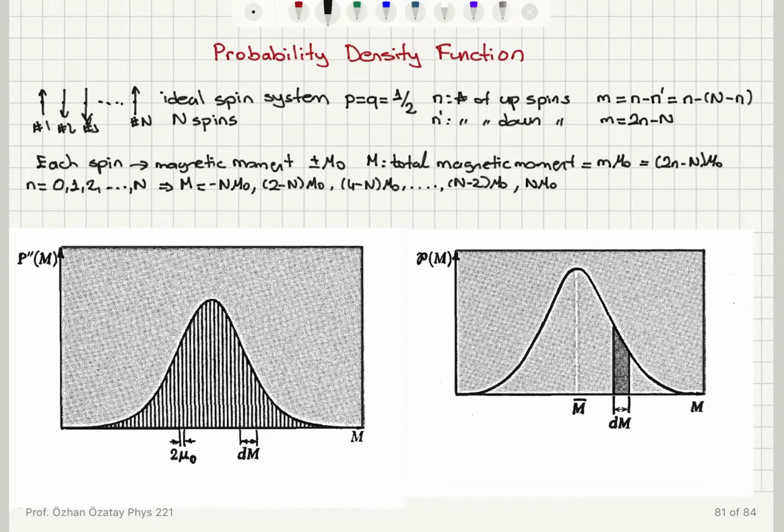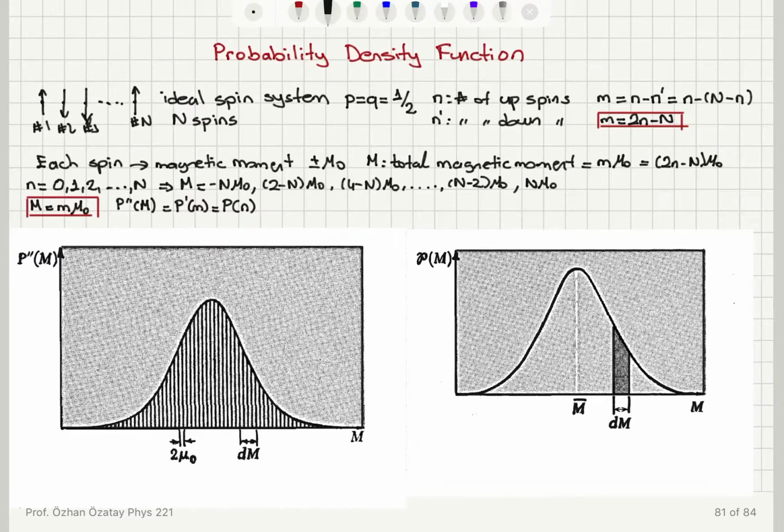And because I have this relationship, capital M is equal to the net number of up spins times mu 0, the probability distribution for capital M is the same as the probability distribution for N, because M is related to N with this 2N minus capital N, and M is related to capital M with this expression. So I have this relationship between the probability distributions being the same.